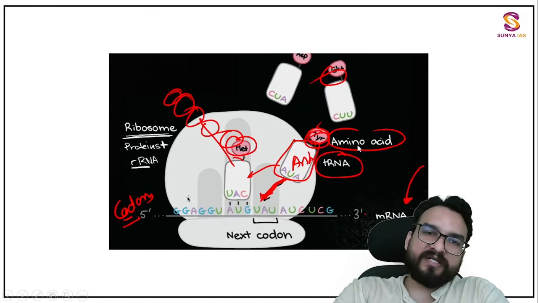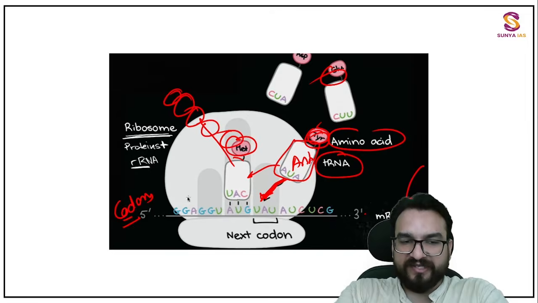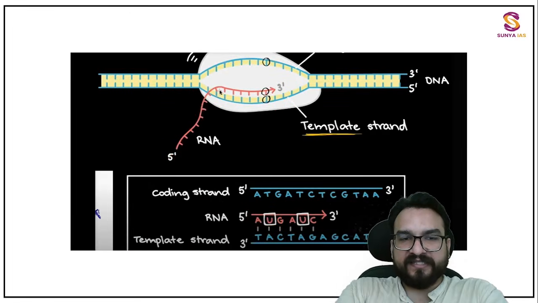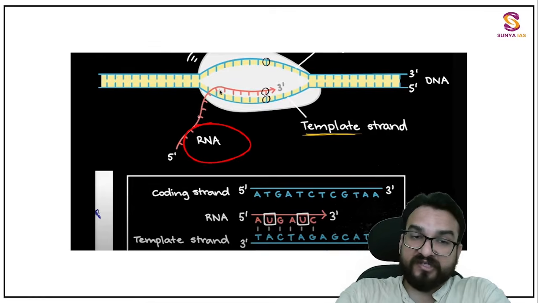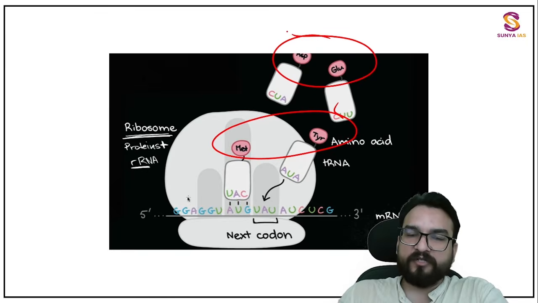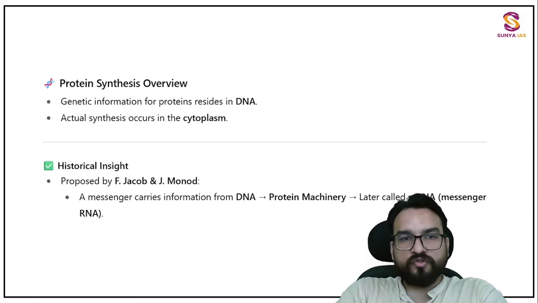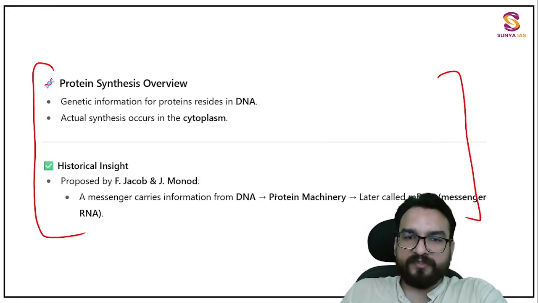So this is the procedure for translation and transcription that you have seen. Transcription is basically just the creation of this mRNA. This is transcription, and this is translation. Translation is the formation of this particular polypeptide chain. So like this you will be finding protein synthesis, how it happens over here.